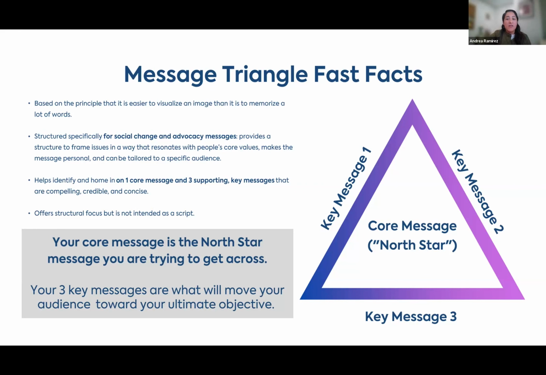And then you have your three key messages. Your three key messages in every message triangle are supposed to intentionally build off one another to drive your audience to support and take action towards your main core message. So the first key message identifies and establishes the issue affecting your community that you want your audience to address.